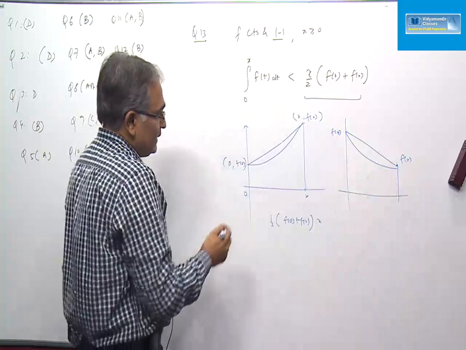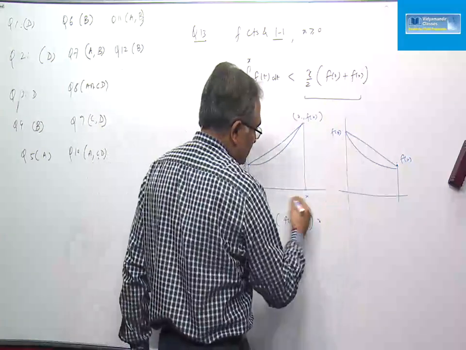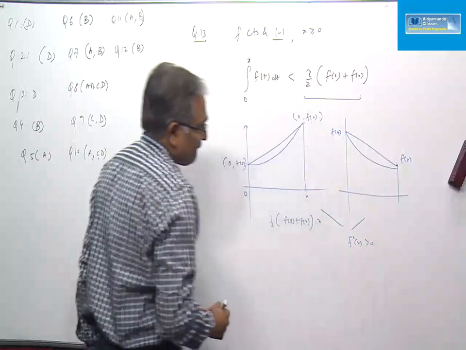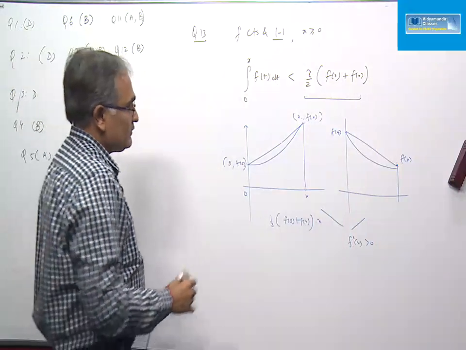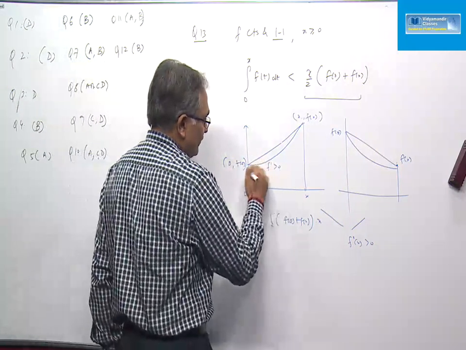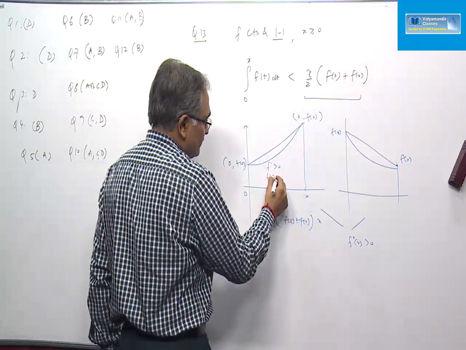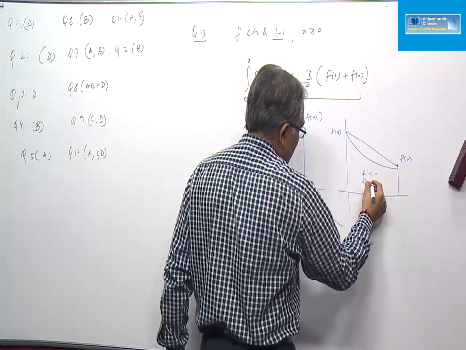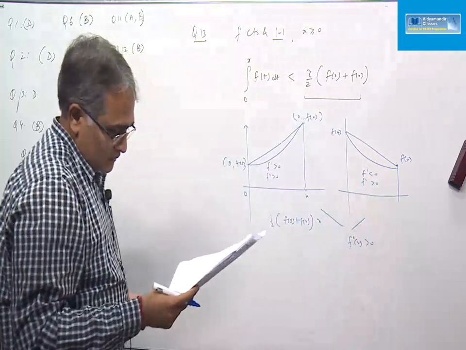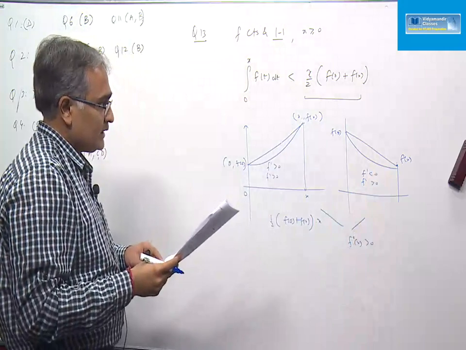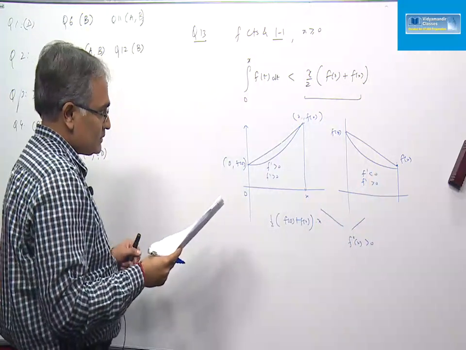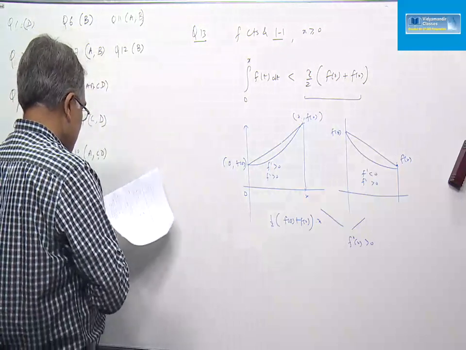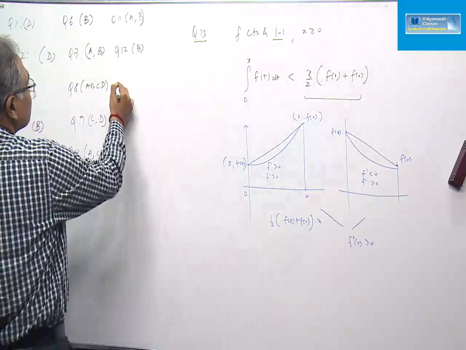In both the cases, clearly it is convex down. Hence, in both these cases, the double derivative is positive. In this case, f dash is positive, f is increasing, and the double derivative is positive. In this case, f is decreasing, hence f dash is negative, f double dash still positive. That is B and D. The answer is B and D. Question 13, an easy one.